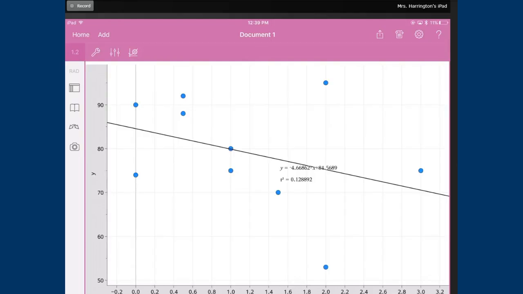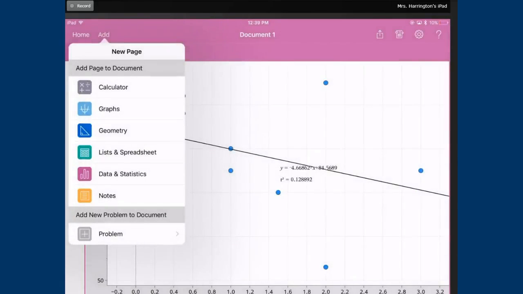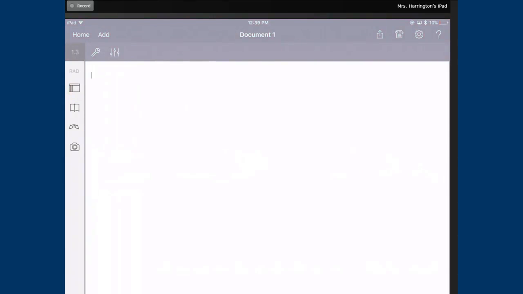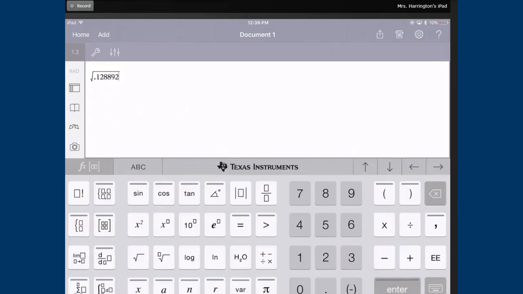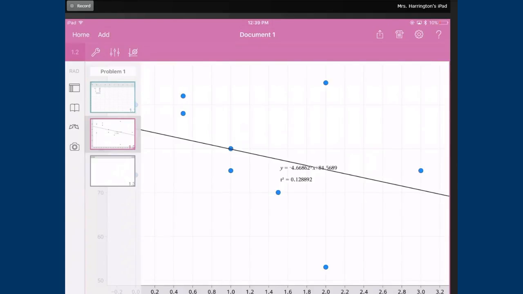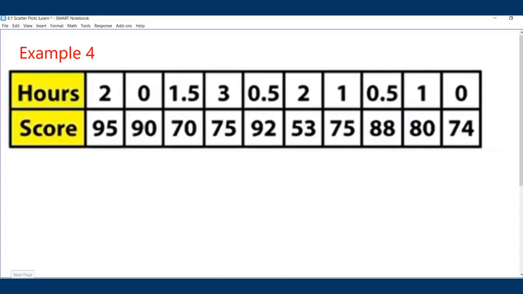But remember, we do not want it squared. We want the square root of that. Oh, my battery. So let me go ahead and look at that, and then I'm going to go to a calculator and take the square root of that. So now the square root of that is 36 hundredths. So that correlation is weak. It is below a half. That is considered weak. Now if you went back to the graph, that is a downhill line. So for example 4, when it asks what the correlation coefficient is, you need to write a negative 36 hundredths. And that's it for example 4.